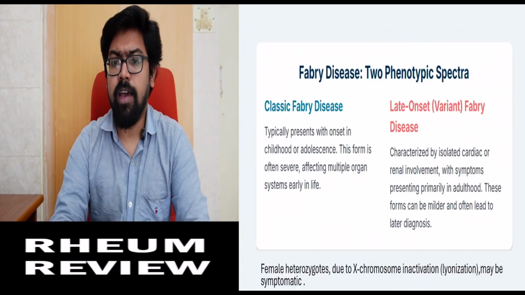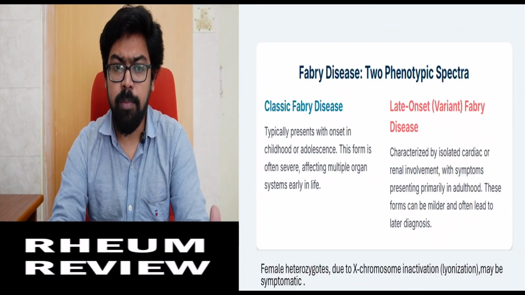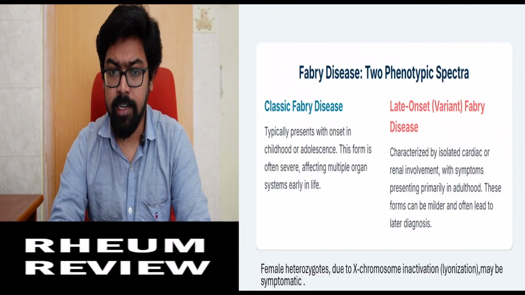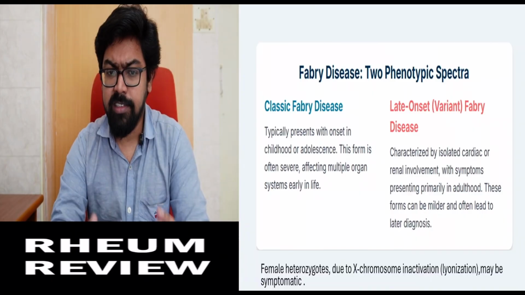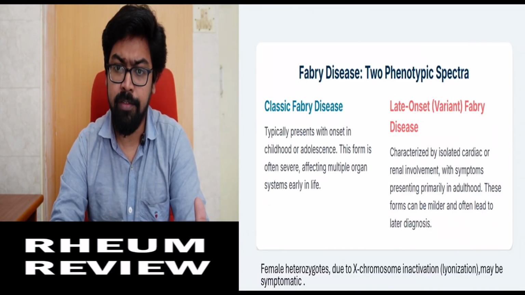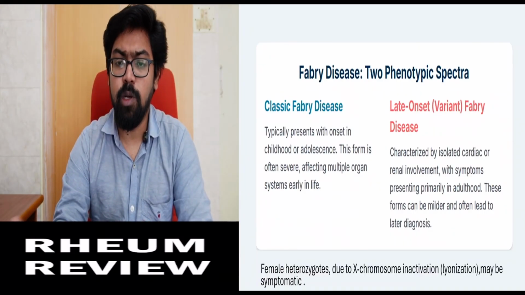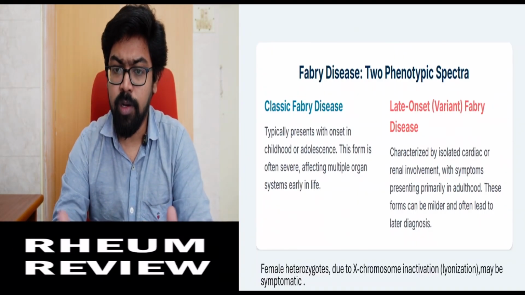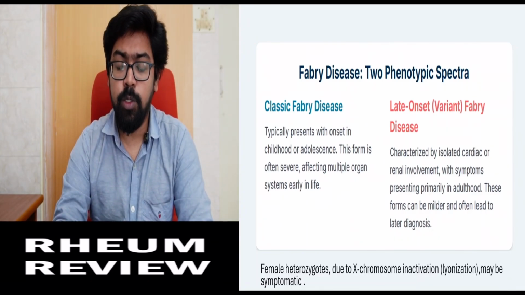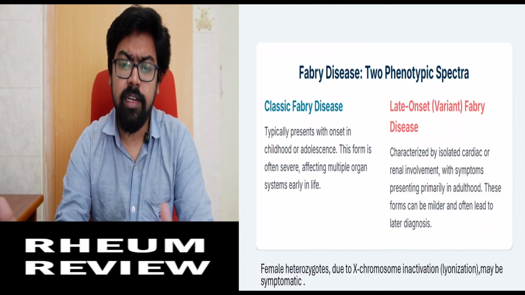In Fabry's disease, there are two phenotypic spectra. One is classical Fabry's disease, which typically presents with onset in childhood and adolescence. This form is often severe and affects multiple organs early in life itself. There is another variant known as late onset Fabry, usually presenting as isolated cardiac or isolated renal involvement during adulthood. These forms can be milder, but later they can also progress.